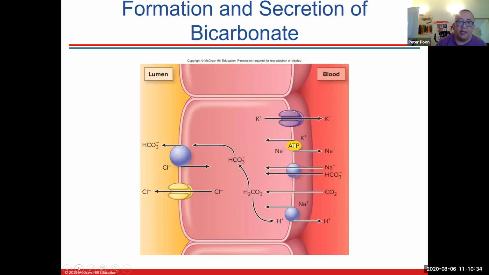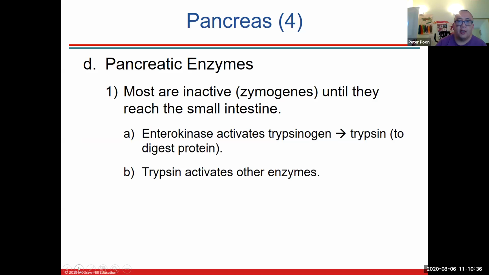So bicarbonate is secreted by the pancreas. The pancreatic enzymes are both inactive. This is spelled wrong. This is zymogens, not genes. So enterokinase activates trypsinogen to trypsin. Trypsin then cleaves chymotrypsinogen, and then they do other things.